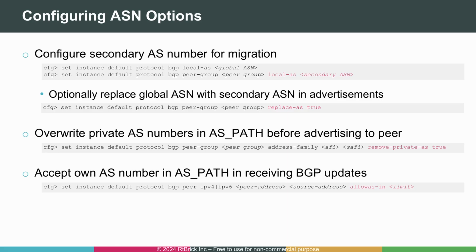In addition to the local AS command used in the set instance default protocol BGP level, RBFS also allows defining a local AS number at the peer group level. This feature mimics another AS number toward peers. The remove private AS command enables the removal of private ASN numbers from the AS path before advertising prefixes to neighbors. This eliminates the need for route policies. Finally, the Allow ASN feature permits a BGP peer to accept prefixes containing its own AS number in the AS path, which is particularly useful in BGP MPLS L3 VPN setups.